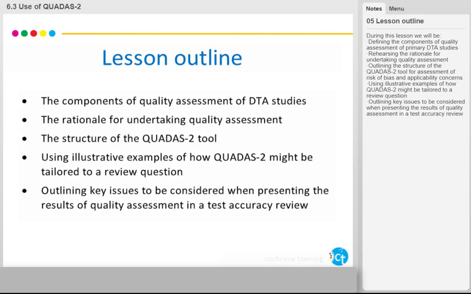During this lesson, we will be defining the components of quality assessment of primary DTA studies, rehearsing the rationale for undertaking quality assessment, outlining the structure of the QUADAS-2 tool for assessment of risk of bias and applicability concerns, and using illustrative examples of how QUADAS-2 might be tailored to a review question. We will also be outlining key issues to be considered when presenting the results of quality assessment in a test accuracy review.